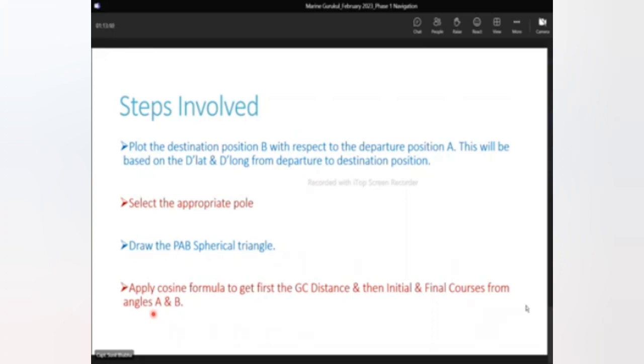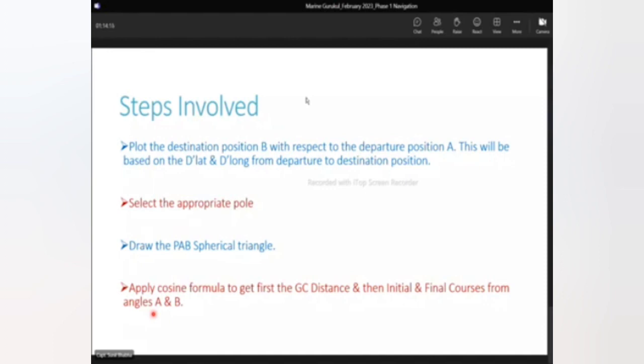Okay, sir, copy that. Any more doubt, beta? Sir, regarding that, when this should be a different latitude, you mean like north and south? That time you need to select the higher latitude. The pole of the higher latitude. Pole on the side of the higher latitude is used for making the PAB triangle.